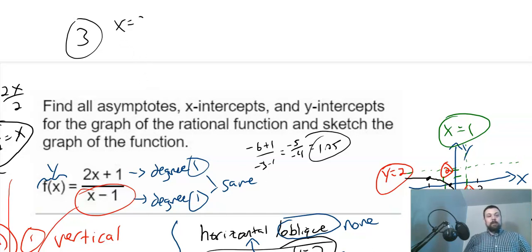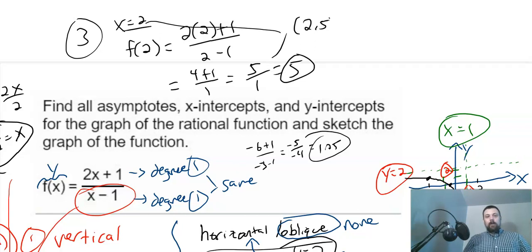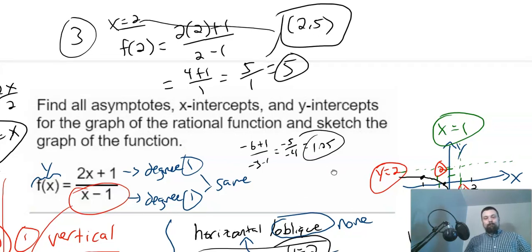So I'm going to plug in x equals 2 into this function. We'll get f of 2 equals (2 times 2 plus 1) over (2 minus 1). And this is one of the rare cases where this actually works out nicely. You get 5 over 1, which is 5. So we get the point (2, 5). X is 2, y is equal to 5. We can plot that point.